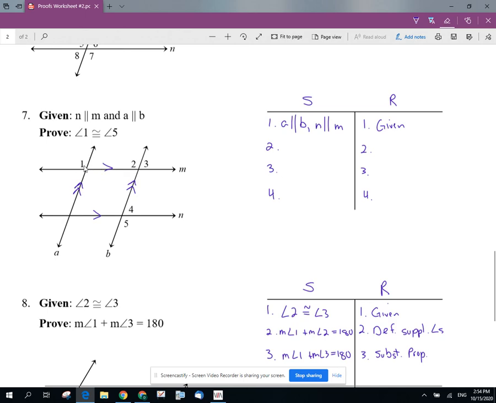Could we go the measure of angle 1 plus the measure of angle 3 equals 180? Well, that's true, right? Because these are same side exterior angles. 1 is on the exterior of A, 3 is on the exterior of B, and they are on the same side of M, the transversal. So parallel lines, those parallel lines being A and B, implies same side exterior angles have a sum of 180.